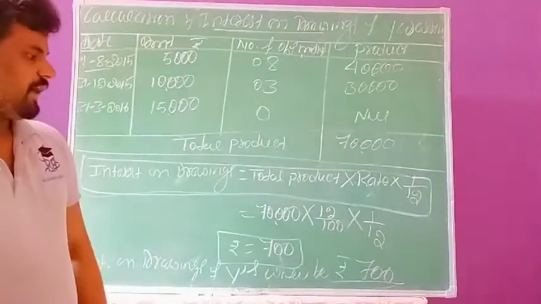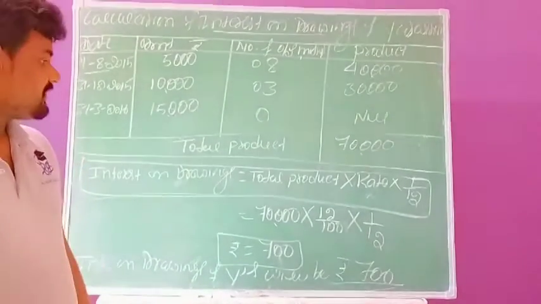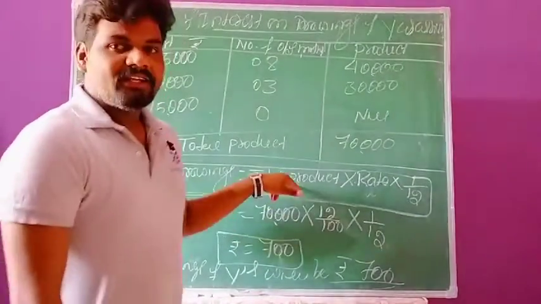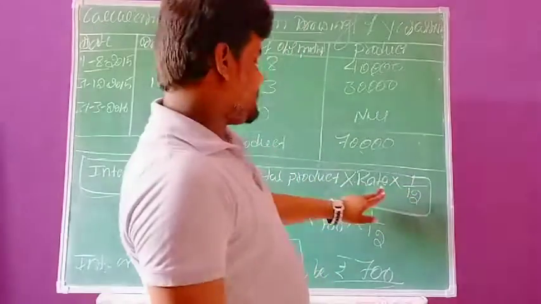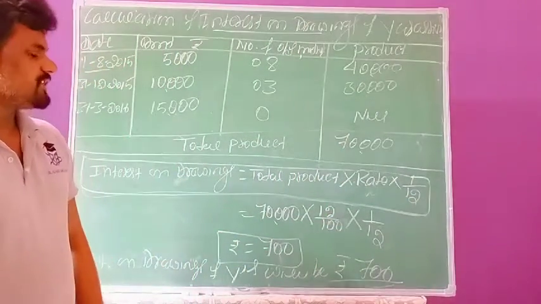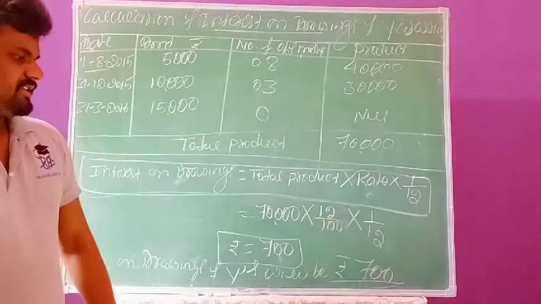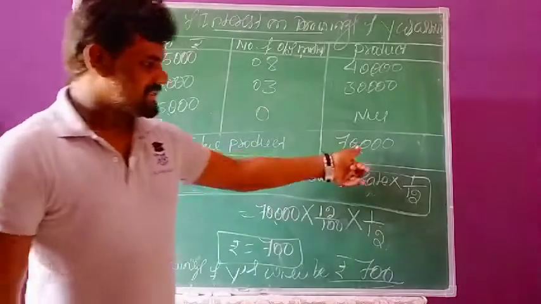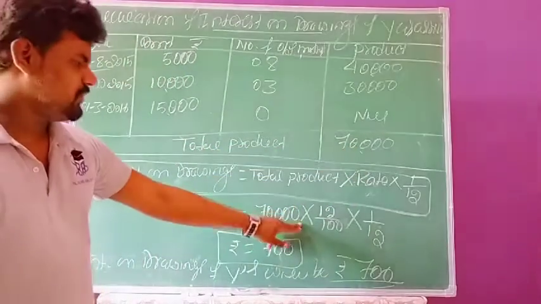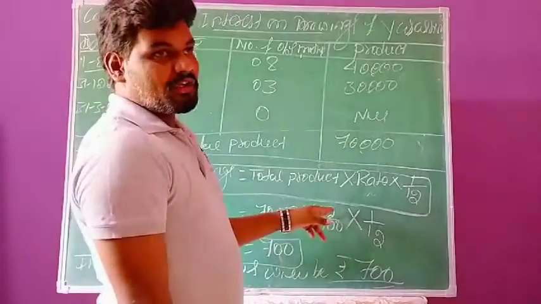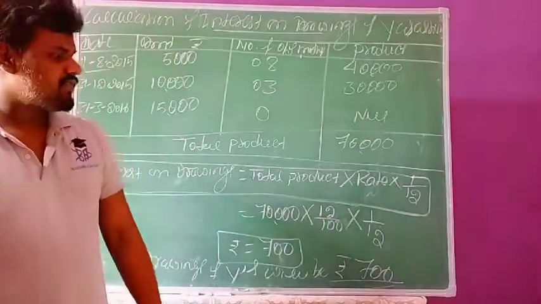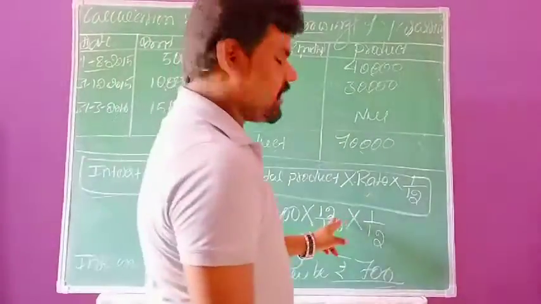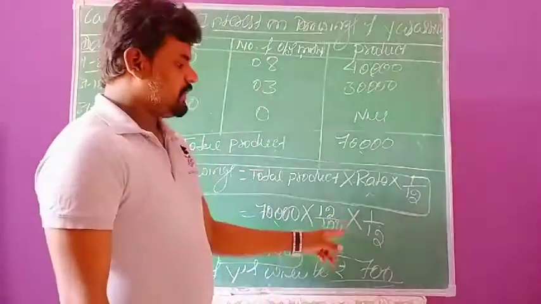But we need to find out interest on drawings. For that, there is a formula. Interest on drawings equals total product into rate into 1 by 12. This is the formula for the calculation of interest on drawings. So here the total product already ascertained is 70,000 into 12%, the rate of interest already given in the question. The annual rate of interest they are charging is 12%, 12 divided by 100 into 1 by 12.